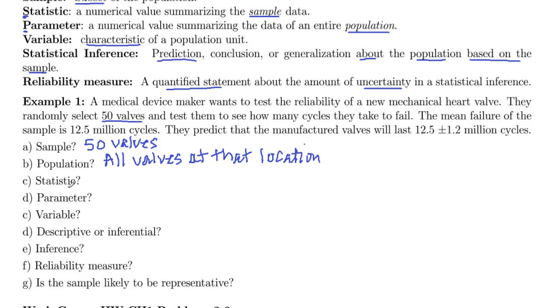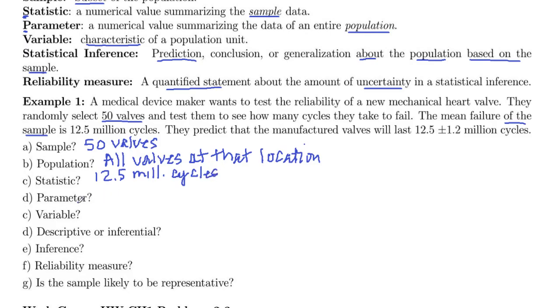A statistic, so some numerical measure that refers to the sample here. So let's see here, the mean failure rate of the sample, so referring to the sample, is 12.5 million cycles. So that would be a statistic. It's a numerical quantification of the characteristic of failure rate. So 12.5 million cycles is a statistic.